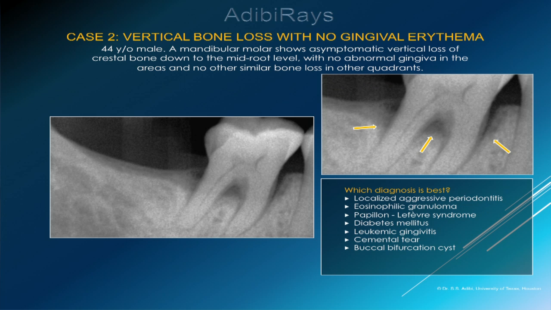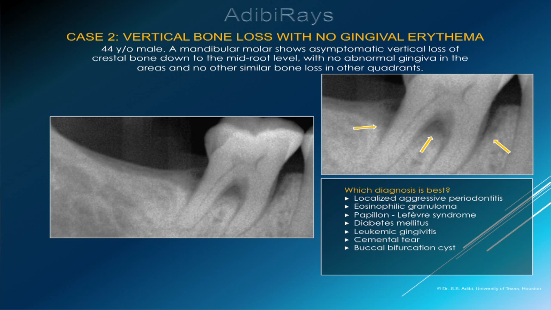This case is a 44-year-old male with an asymptomatic mandibular molar with no gingival erythema, but a vertical loss of the crestal bone down to the mid-root level that appeared to be isolated to this area of the mouth. Which diagnosis fits best in this scenario?